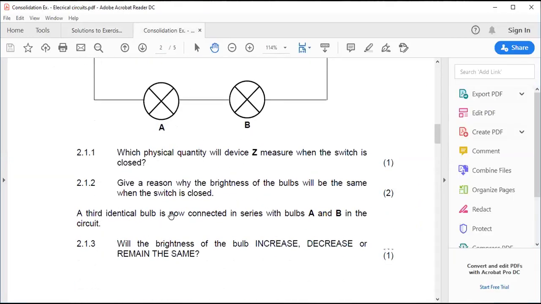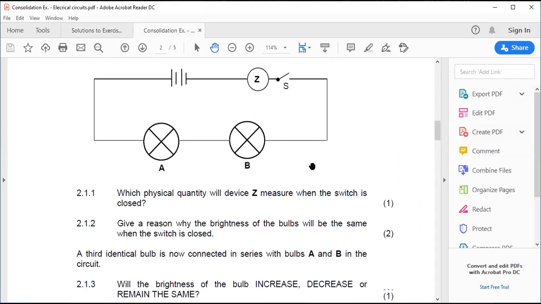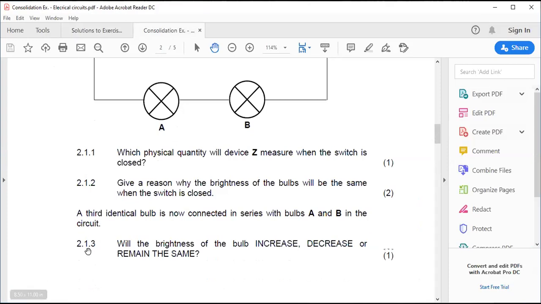A third identical bulb is now connected in series with the bulbs A and B in the circuit. So somewhere around here, we can put a bulb, or we can put it here. Anyway, we can put a bulb there so that they are now in series. Three bulbs are in series. Let's look at the question. 2.1.3, will the brightness of the bulb increase, decrease, or remain the same? What do you say here? What do you think will be the answer?